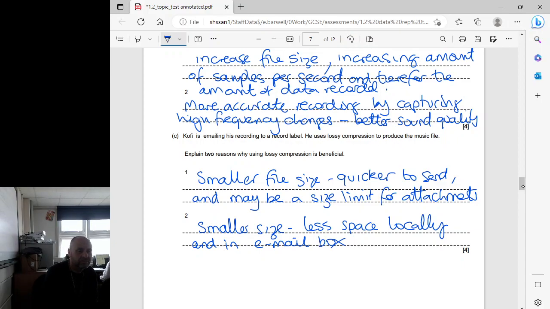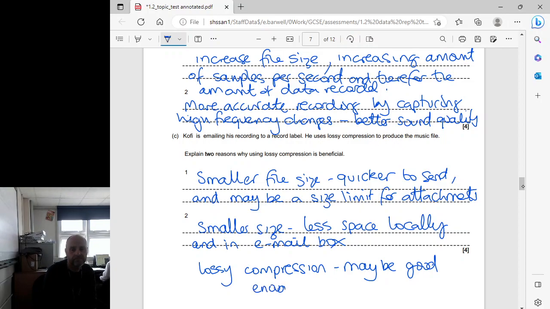Okay, and a further one. It may be good enough for them to just get an idea of the song, the tune, whatever it is produced. Okay. So at the end of the day, we don't use and then we say for an appraisal of some description.